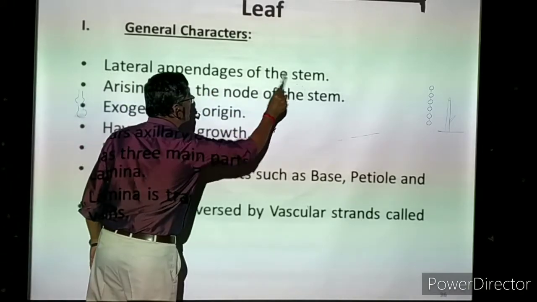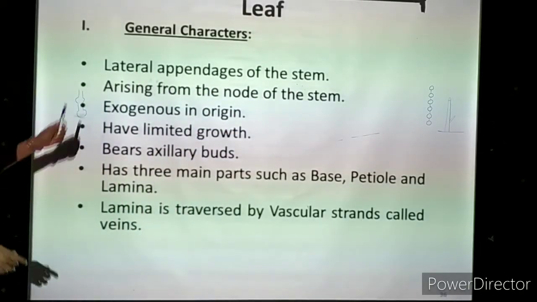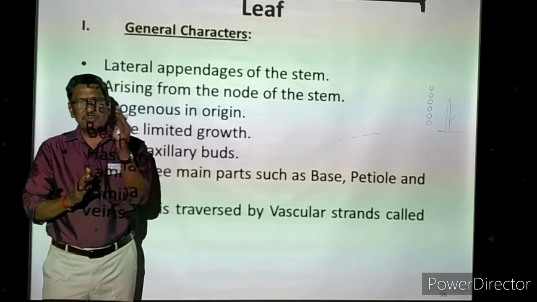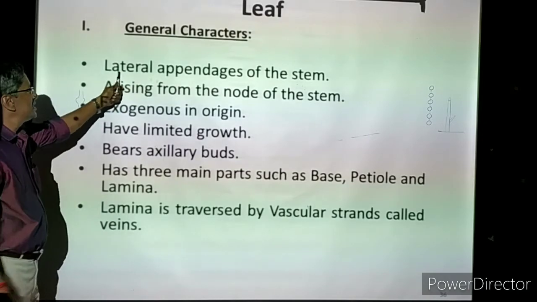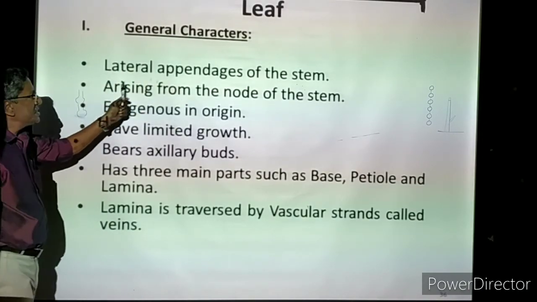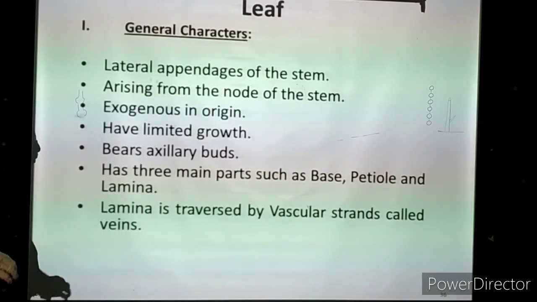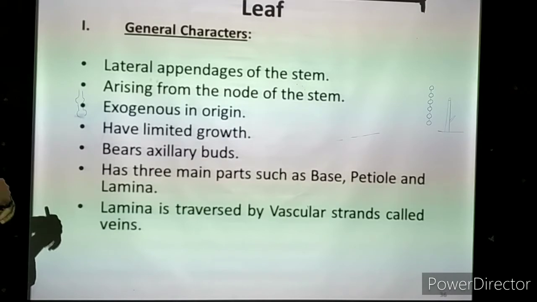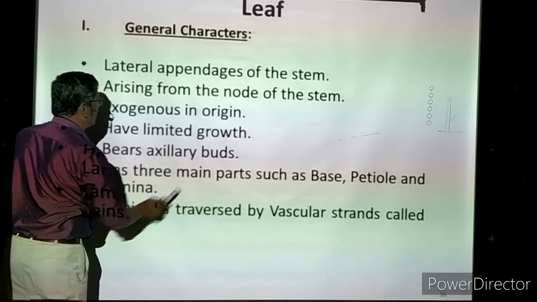Lateral appendages of the stem. What is the meaning of appendages? The structure. Lateral structure of the stem. One stem is there, and leaves are the side growths. That is called lateral. Lateral means sides. The lateral appendages of the stem, arising from the nodes of the stem. Always the leaves are arising from the nodes. They will never arise from any other region. Rarely on some occasions, some exceptions will be there.